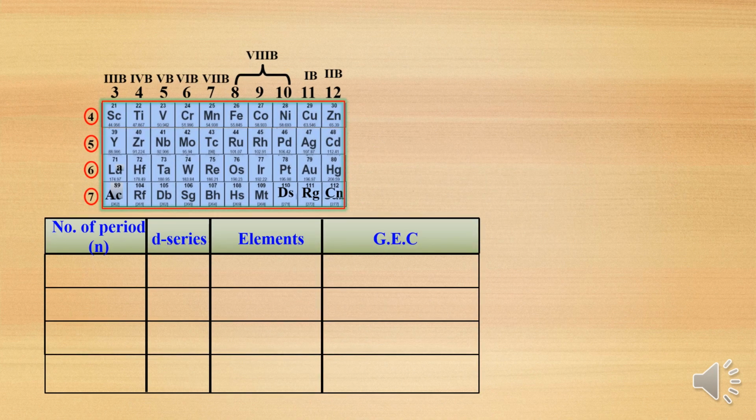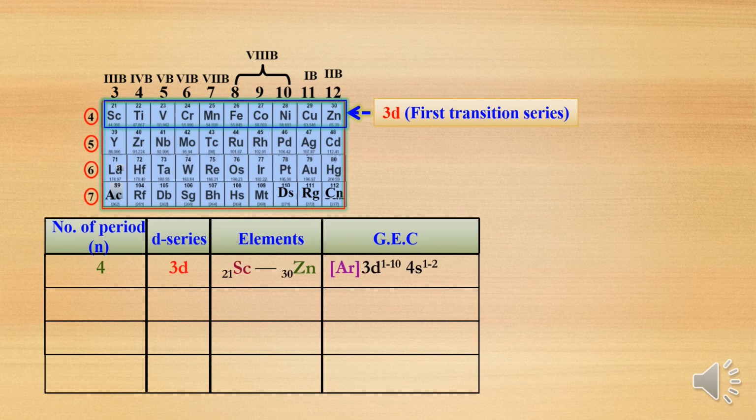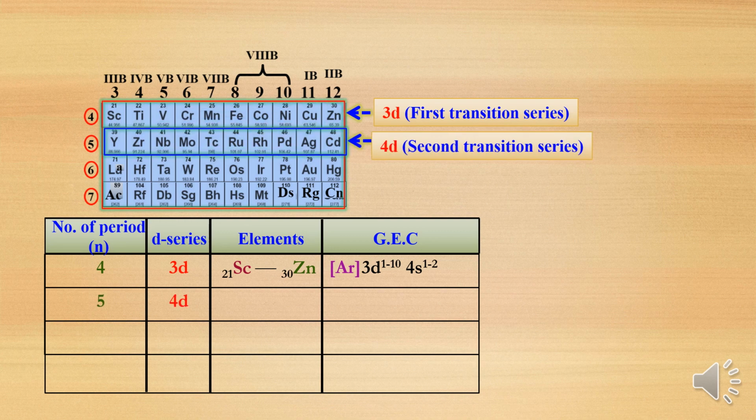Next one, whatever I have explained, in detail. The 3d first transition series is in the fourth period, with elements scandium to zinc. The general electronic configuration is 3d1 to 10, 4s1 to 2. Same way in the fifth period, the 4d series, yttrium to cadmium. Krypton is the nearest noble gas. 4d1 to 10 and 5s1 to 2 is the general electronic configuration.